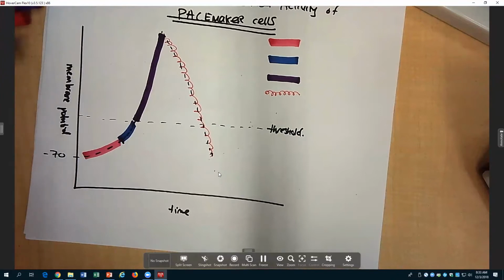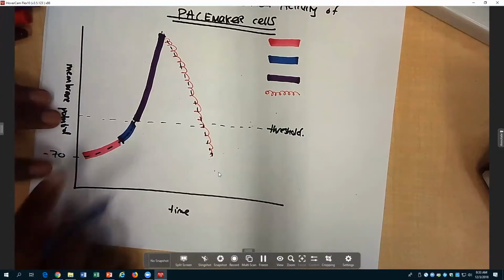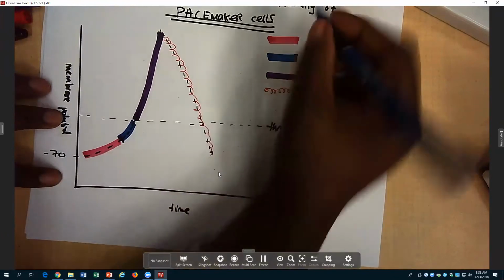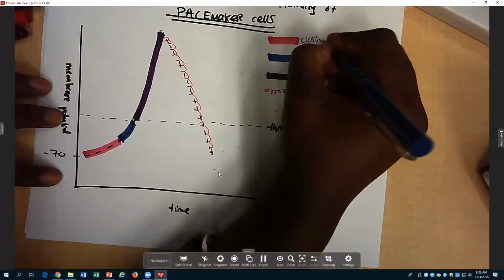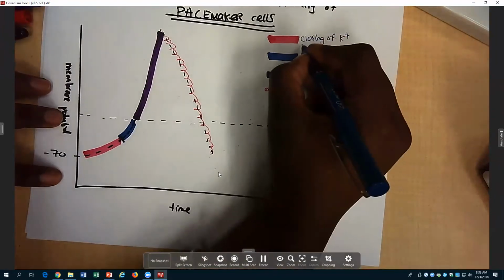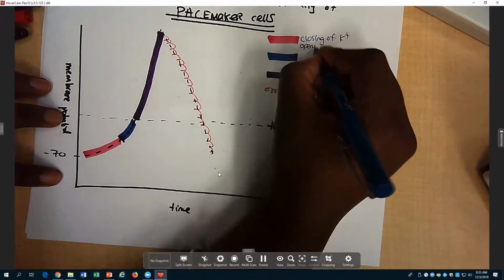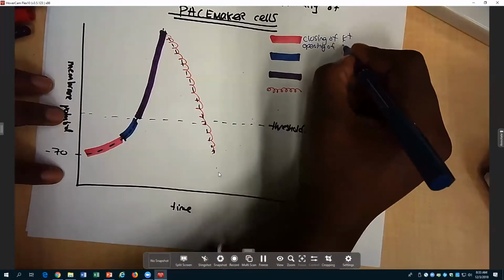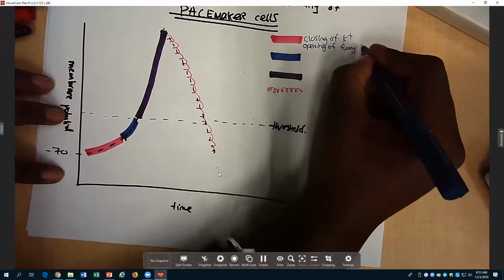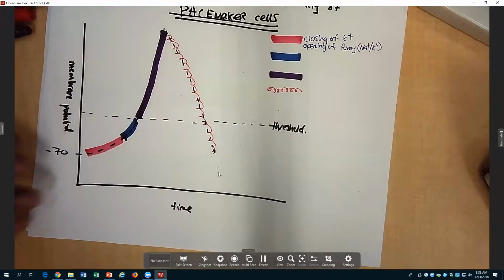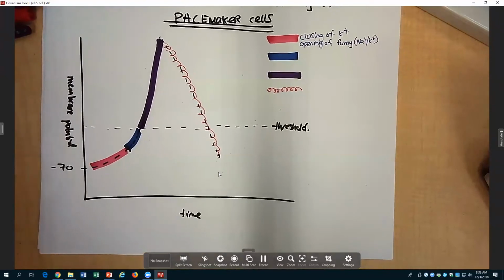So the first thing that happens here is, we said, the closing of potassium channels. All right, let's write that here, closing of potassium channels, followed by the opening of, they're called funny channels, but they allow the movement of sodium and potassium. So I'll put that in brackets. All right, they're called funny channels.